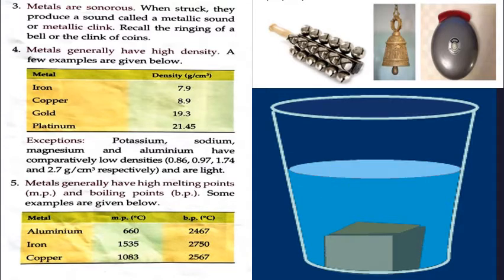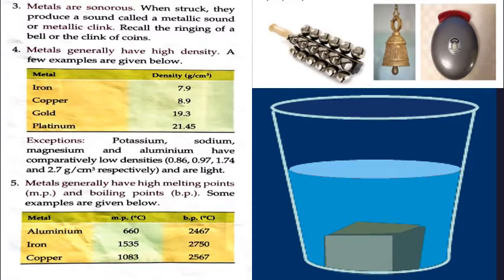In this, they are saying that whenever a metal is struck, we can strike it with something, right? It will produce a sound which can be referred to as metallic sound or metallic clink. We have heard the ringing of the bell, right? So these are examples of the property of being sonorous.